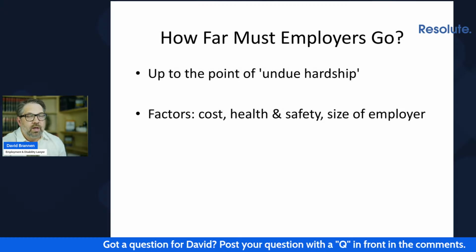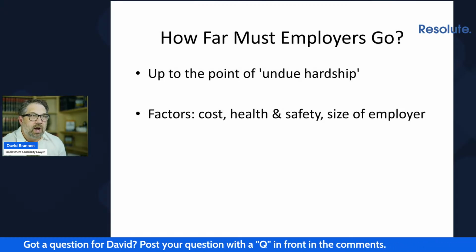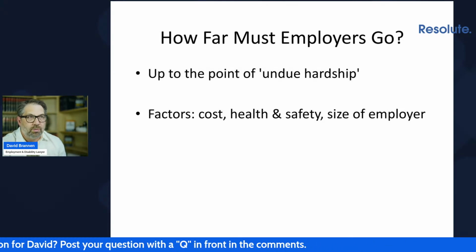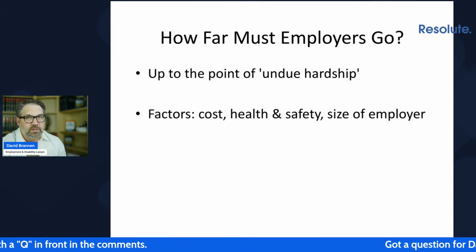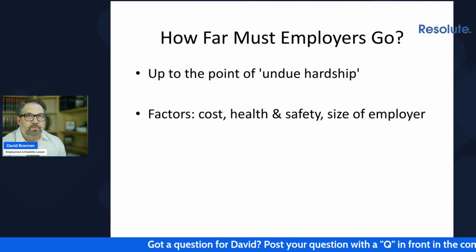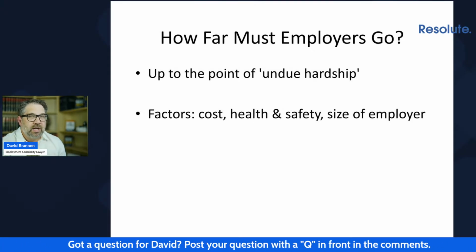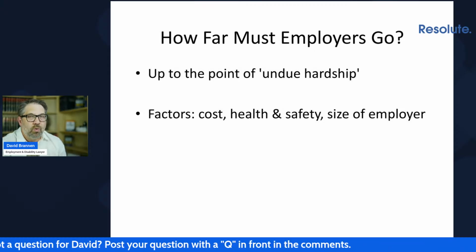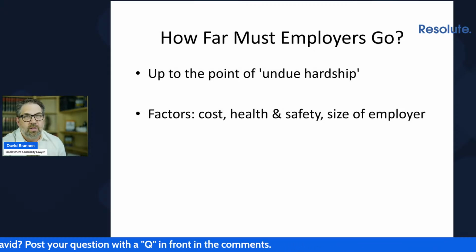Factors are going to include that it has to be a high financial cost for this employer. Impact on health and safety would be another reason where it could be undue hardship, and obviously the size and resources of the employer. So large companies and governments are expected to do a lot more than a small employer with a small business.